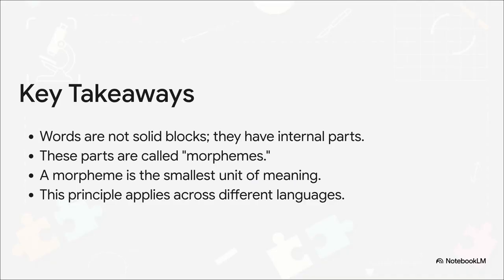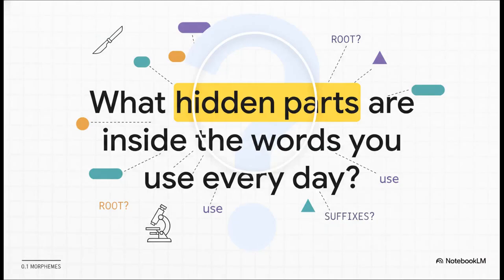So let's do a quick recap of what we've uncovered. First, words aren't solid objects. They have internal parts. Second, we call these fundamental parts morphemes. Third, a morpheme is the smallest possible piece of a message that actually carries meaning. And finally, this whole idea, it's a key that unlocks how languages work all across the globe. Which really just leaves us with one final thought for you to take away. Now that you know how to look for them, what hidden parts, what fascinating little morphemes are you going to find hiding inside the words that you use every single day?